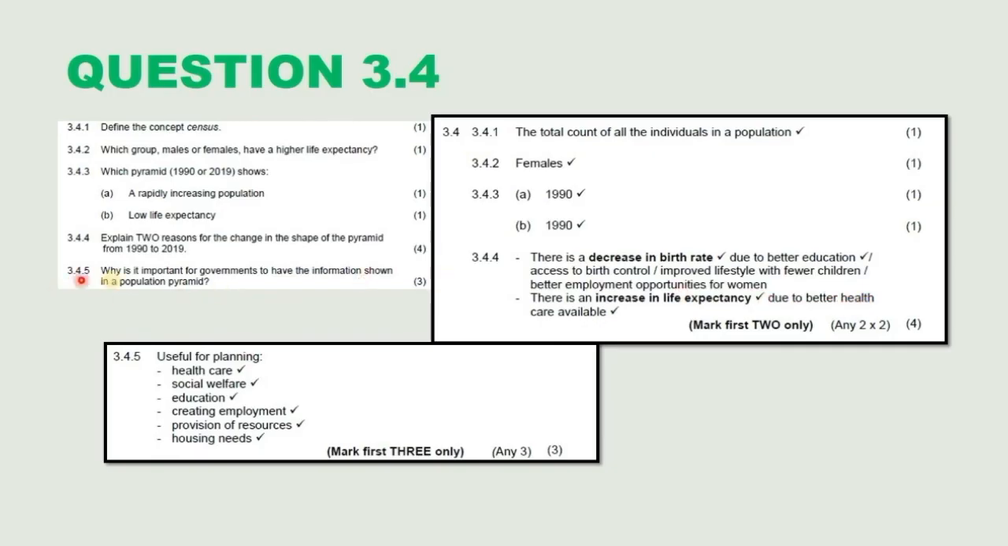Question 3.4.5, why is it important for the government to have information shown in the population graph? So it's useful for the planning of healthcare, the social welfare of your population, education, creating employment, provision of resources, and then lastly, housing needs.